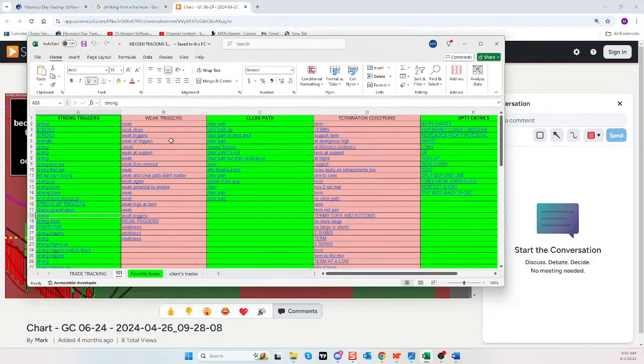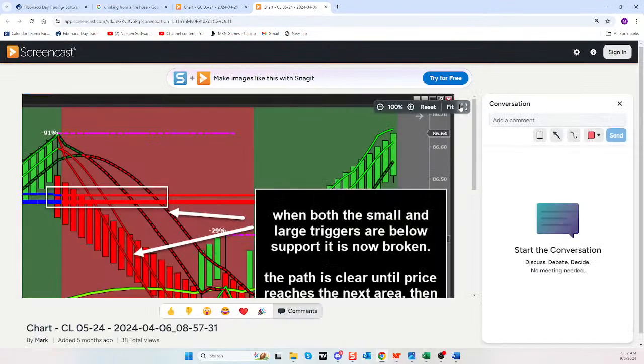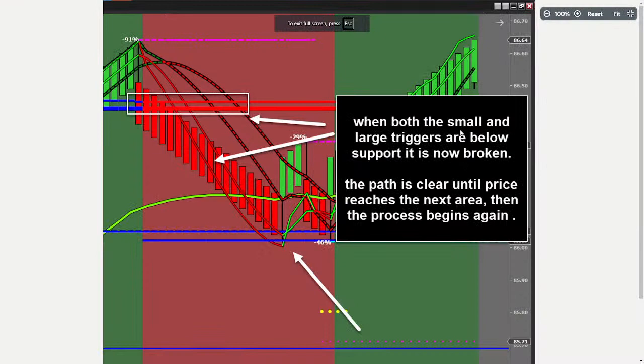And the same is true when you do clear path, right? Clear path. When both the small and the large triggers are below support, support is now broken. The path is clear until price reaches the next area. And then the process begins again. By writing this out 25 times in a row, you're always going to understand what it takes to be broken and when that clear path is done.